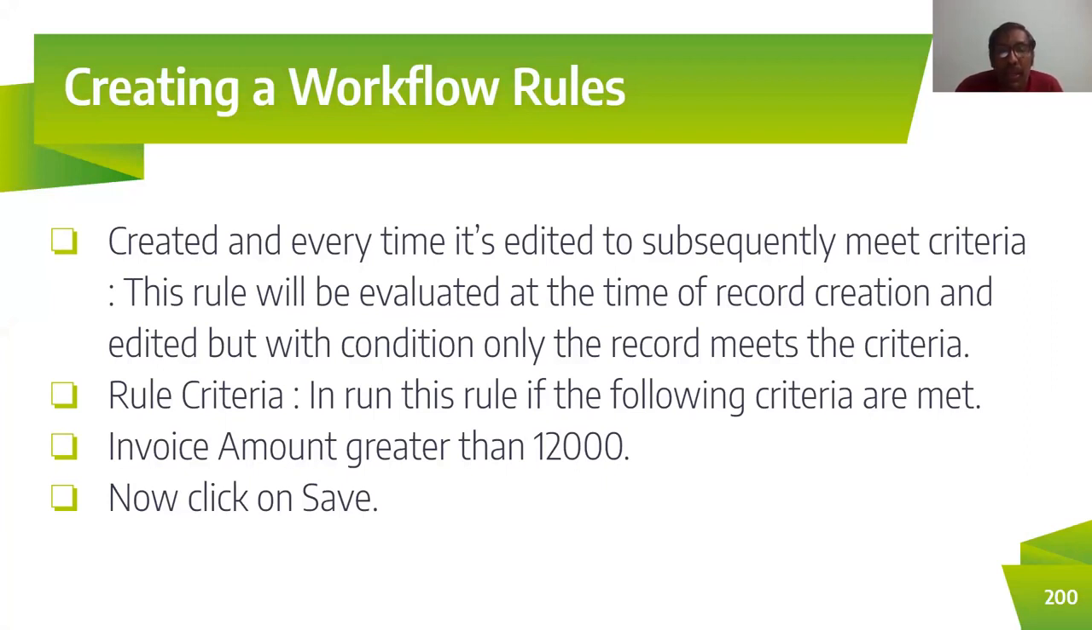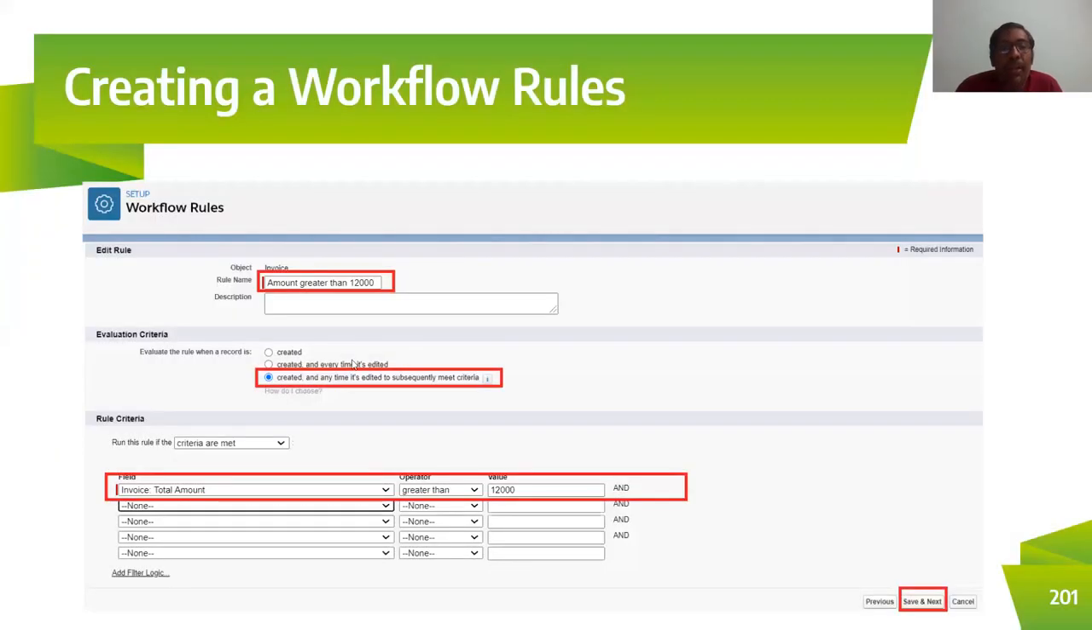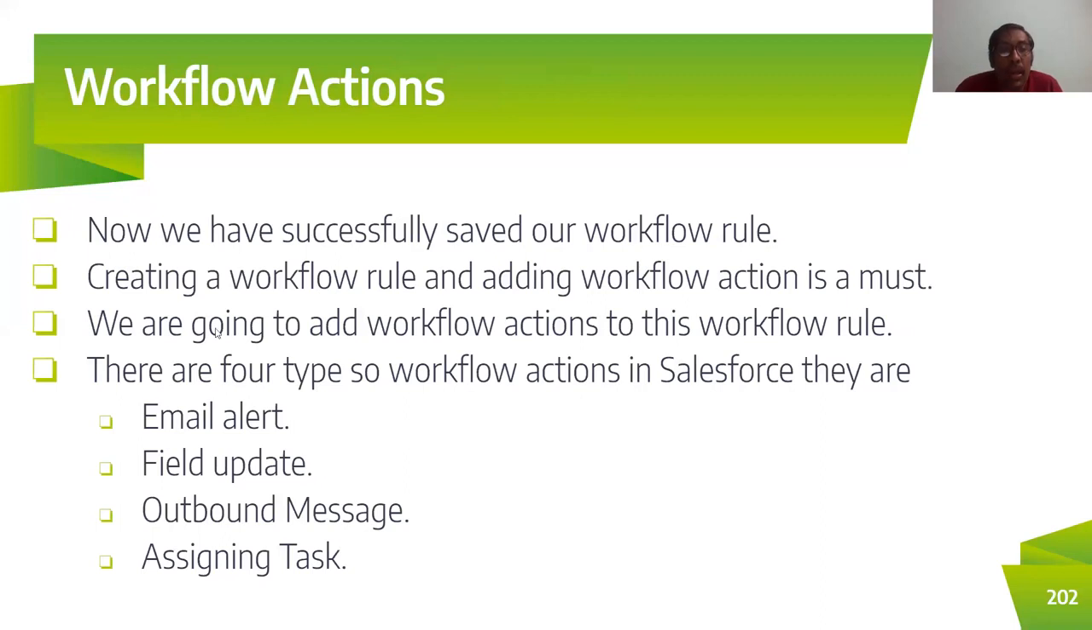Invoice amount should be greater than 12,000. Then you save and click on the next button. Same here, the amount greater than 12,000. For the evaluation criteria, created, and any time it is edited to subsequently meet criteria, you go to the third option. Invoice total amount is greater than 12,000. Now we save and click on next. Now we have successfully created a workflow rule.